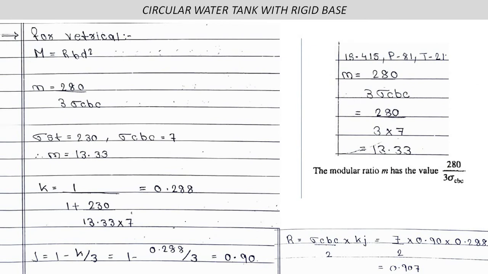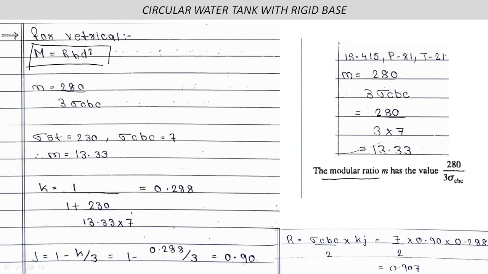So for vertical, we will have to find the value of capital M, which is equal to R B D square. Before finding it, we will find the value for small m, which is the modular ratio.